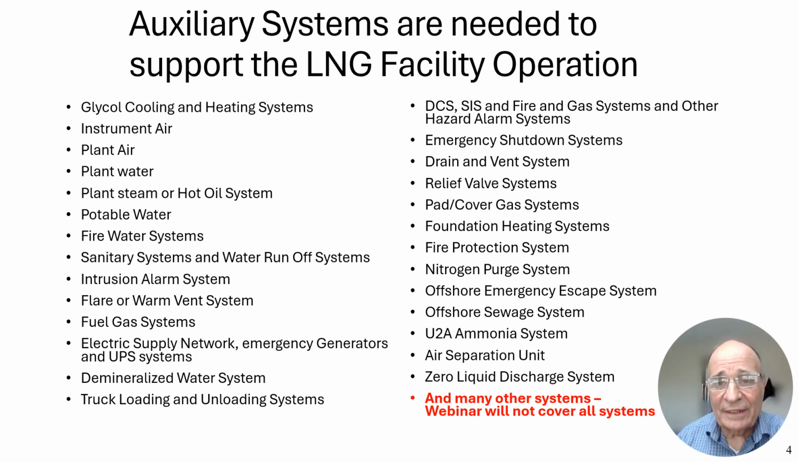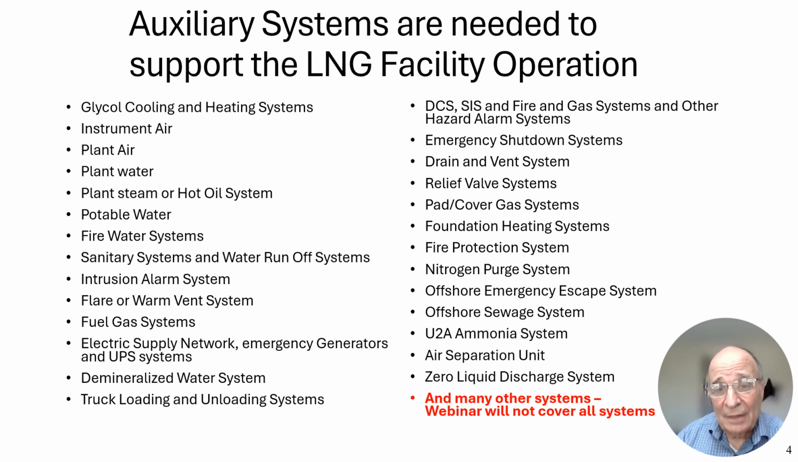Emergency shutdown systems are a subset of your safety integrated system. It shuts the plant down or part of the plant down in case of an emergency. Drain systems and vent systems allow you to drain LNG or other liquids from your plant into a safe location, and allow you to vent gas or other gases off of the system to a safe location.